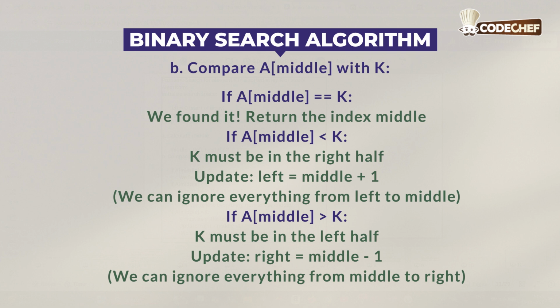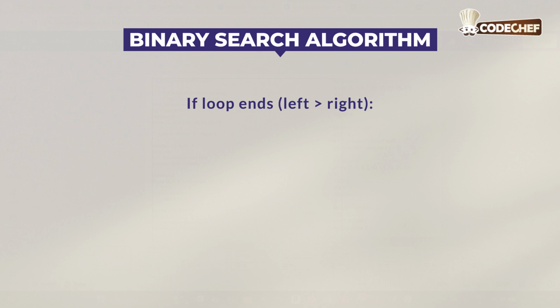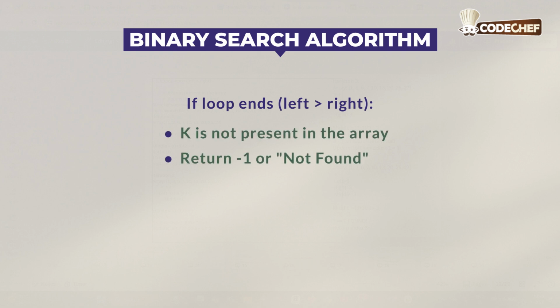And we update it as left is equal to middle plus 1. We can ignore everything from left to middle. Now suppose if A[middle] is greater than K, then K must be in the left half. We update right is equal to middle minus 1, and we can ignore everything from middle to the right. If the loop ends and left is greater than right, then K is not present in the array. Return -1 or not found.